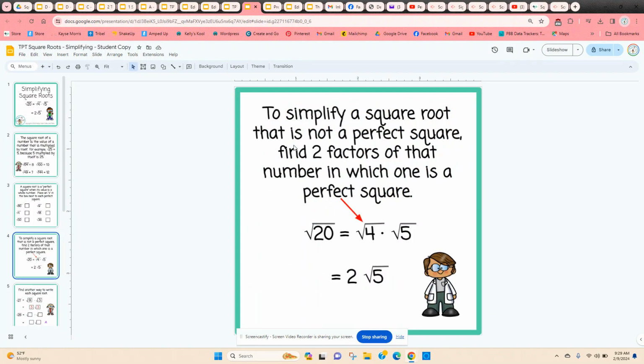Then it shows students how to simplify a square root that's not a perfect square. So you want to find two factors of this number in which one of them is a perfect square. In the case of square root of 20, you can divide that into two factors, square root of 4 and square root of 5, because square root of 4 is a perfect square, and you can simplify that to 2. So our simplified answer would be 2 square root of 5.